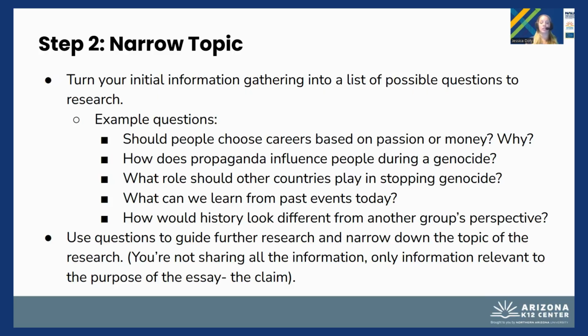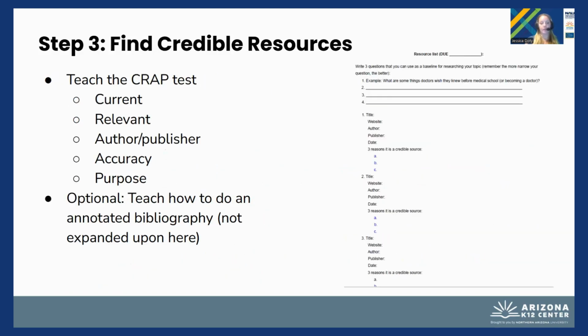Use these questions to guide your research and narrow down the topic. So the next step is to make sure that you find and use credible sources. I'm not going to go too far into this. There are some PDFs you can use for this purpose, but you could teach the CRAP test: current, relevant, author, accuracy, and purpose. You can teach them how to do an annotated bibliography.